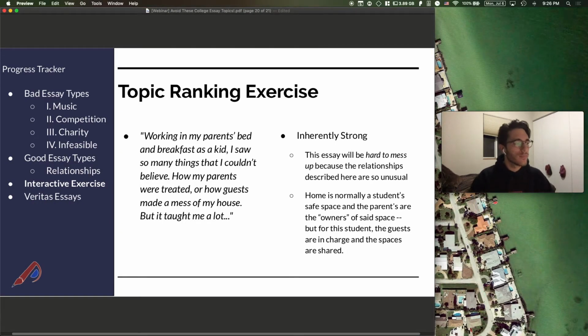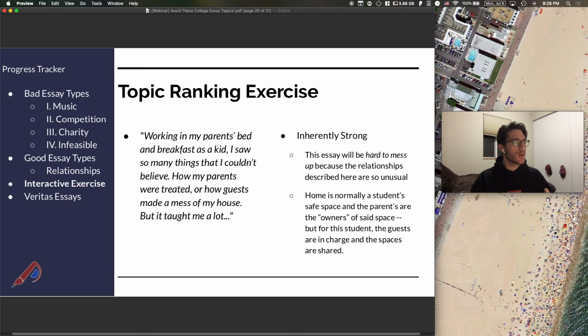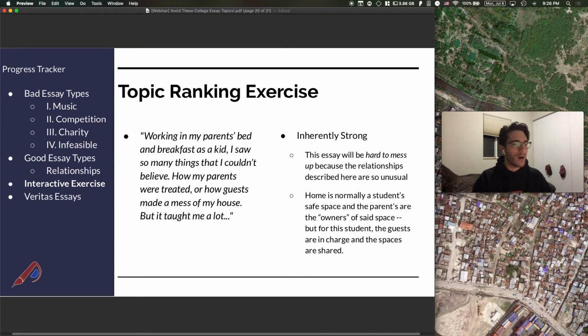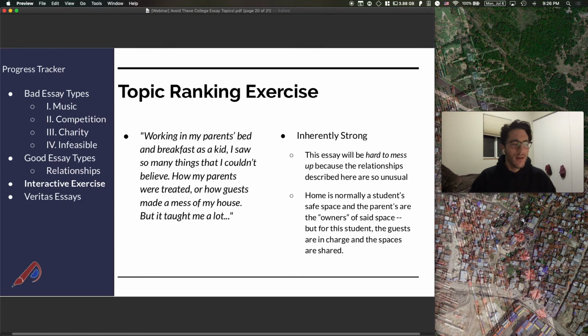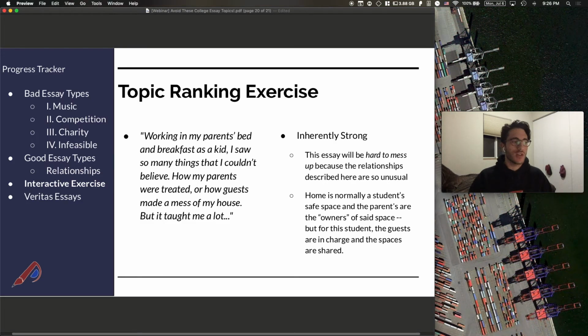All right, next one. Working in my parents' bed and breakfast as a kid, I saw so many things that I couldn't believe. How my parents were treated, or how guests made a mess of my house. But it taught me a lot too. So this is a really strong essay. Kind of like the one where the father loses his job.